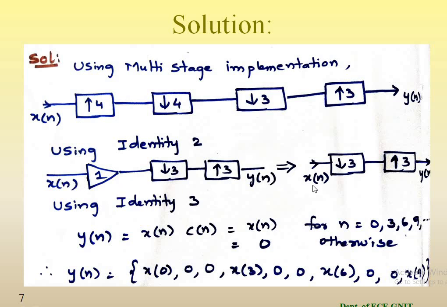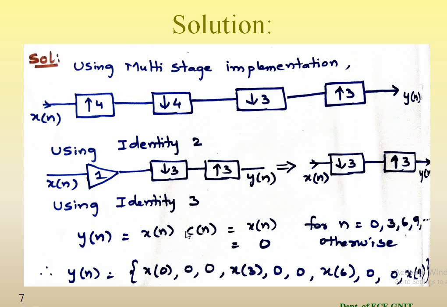After reduction, our block diagram looks like this, where x of n is given to a downsampler of factor 3 and then an upsampler of factor 3. Once again, by using identity 3 that we discussed yesterday, we can find the output y of n. This y of n is a simple multiplication of x of n and a comb sequence c of n, where c of n is equal to 1 for all multiples of L or M, which is equal to 3 in this case.